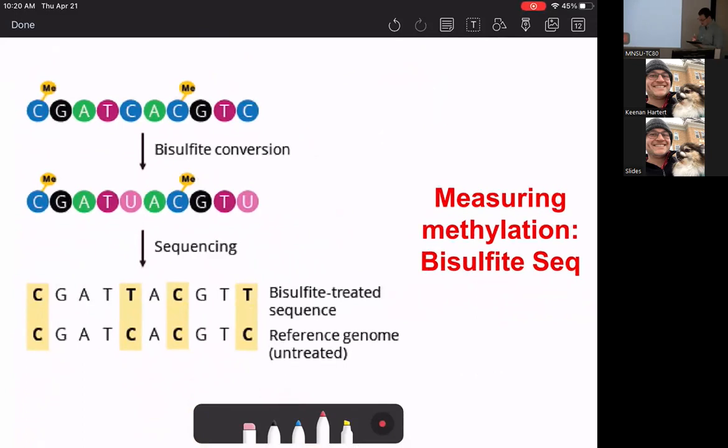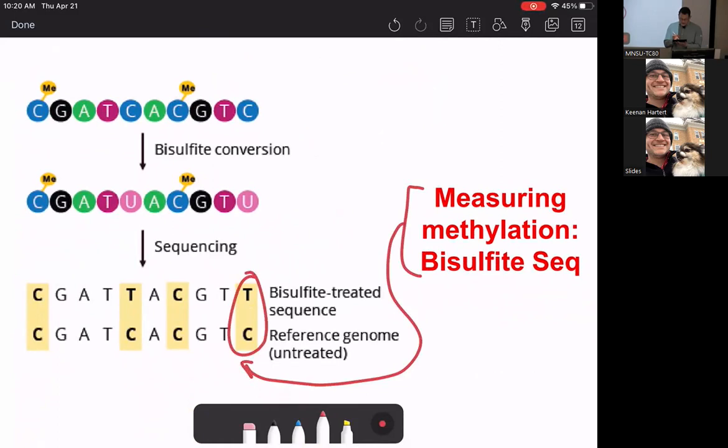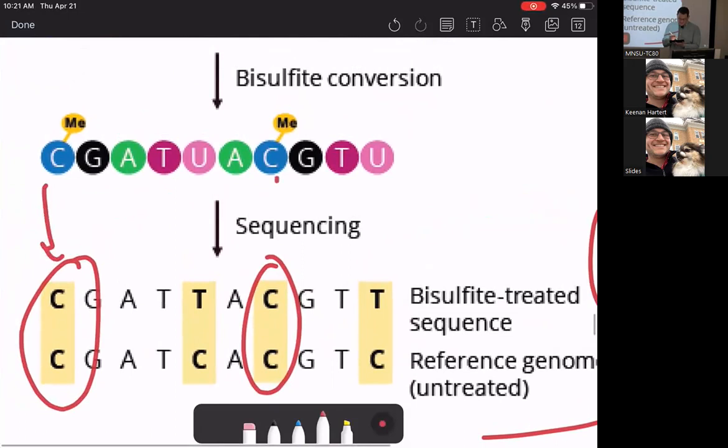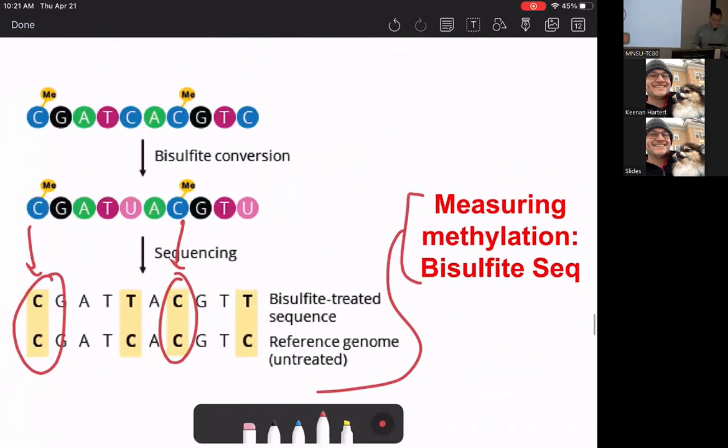This is how you can find areas that were methylated. So these two right here, since they had that methyl group, they ignored the bisulfite sequence and the chemical conversion, and they still remained C's. This is the way that we can figure out regions that are methylated and thus likely silenced.